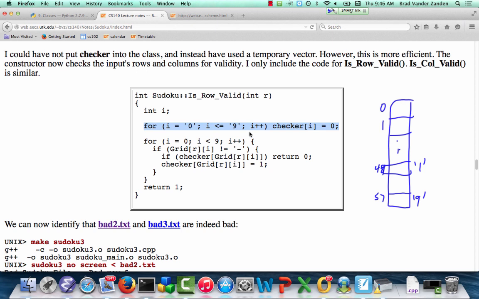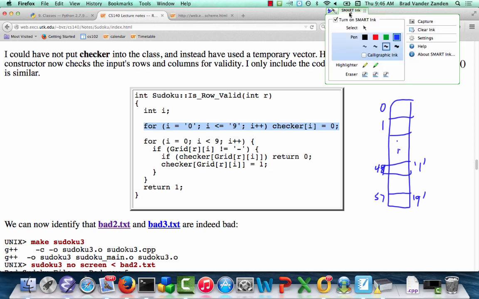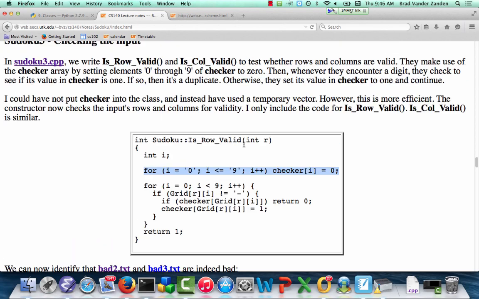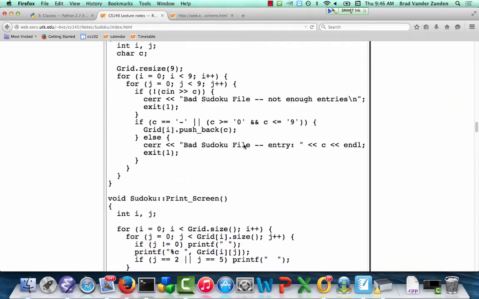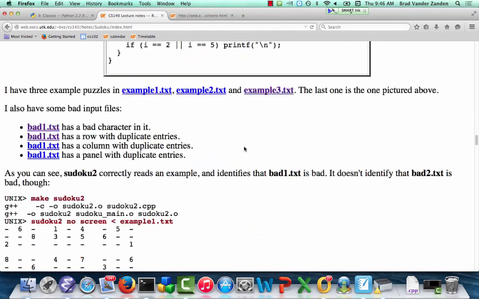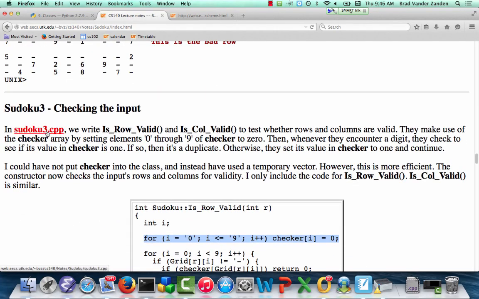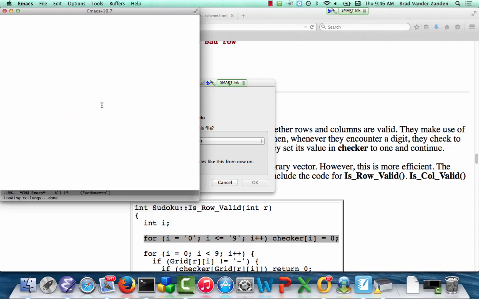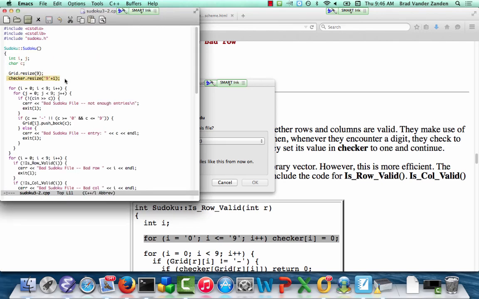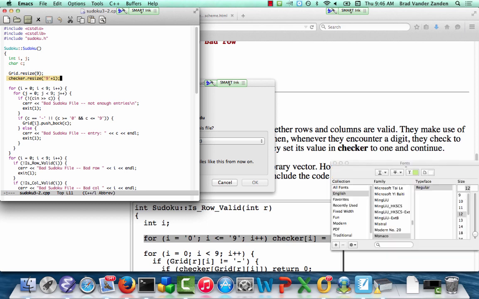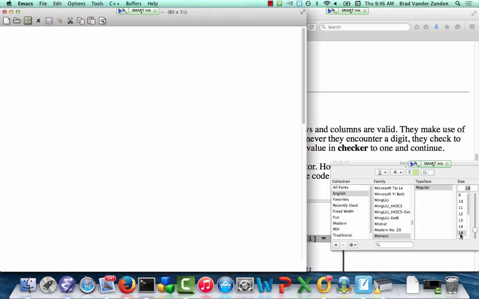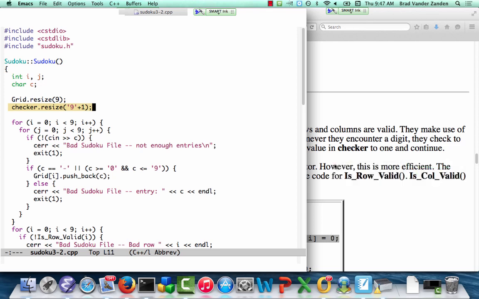The other thing he had to be careful about, and he was when he did the constructor, is that when he created this checker, he had to make sure that he didn't just resize it to be of size 10. He had to resize it to be the character 9 plus 1. The plus 1 is because we start with zero-based indexing, so he needed that extra memory location for index 0.